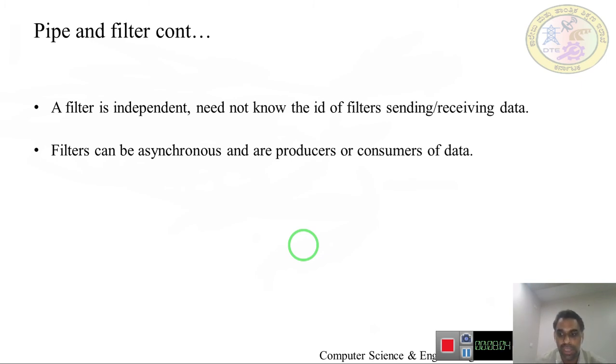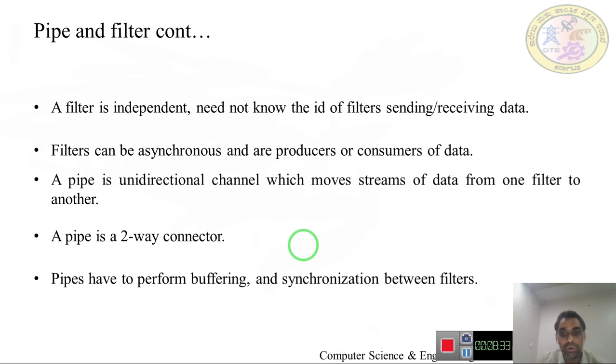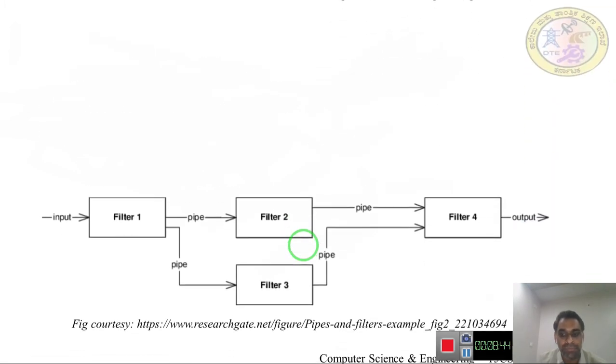Okay, then a pipe is a unidirectional channel which moves streams of data from one filter to another. So a pipe can be a channel which will move the data from one filter to another in a unidirectional way. Okay. But what is a pipe? It is a two-way connector. What a pipe means is a connector in which a stream of data would move from one filter to another in a unidirectional channel. Fine.